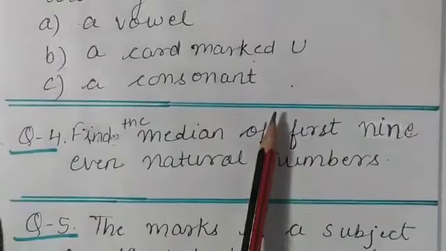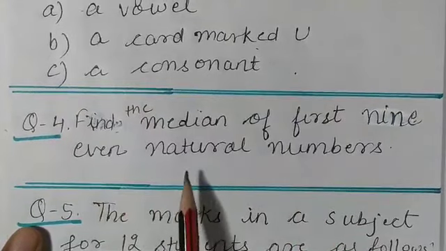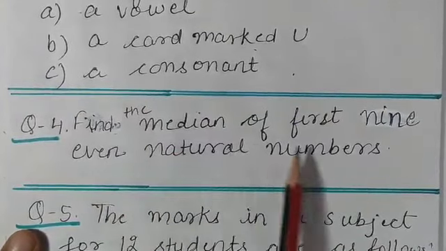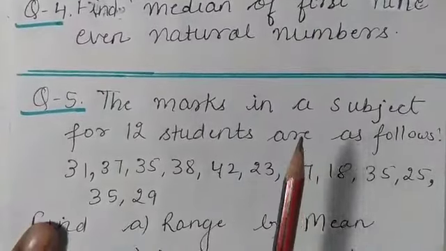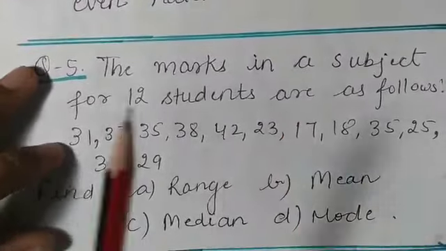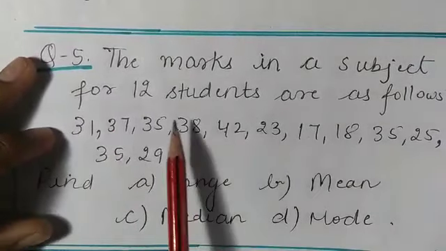So come to question number 4. Find the median of first 9 even natural numbers. You have to find the median of first 9 natural numbers. Then question number 5. This is a very important question. I have covered all the concepts in this question.